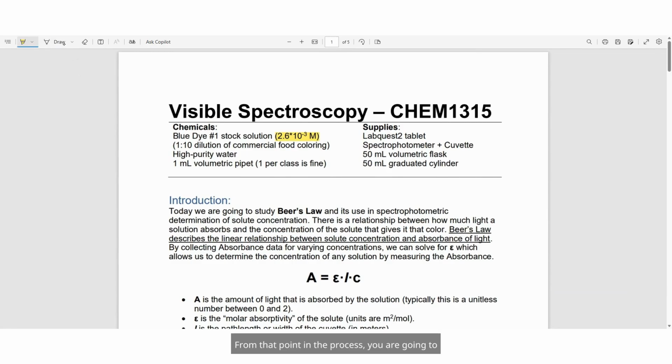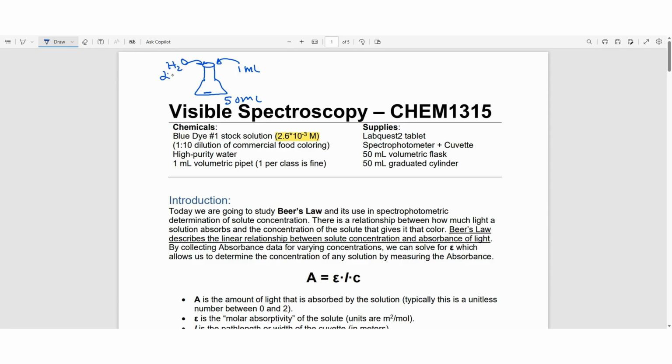From that point in the process, you are going to carefully prepare a specific chemical solution. Since you have been provided with a 50 milliliter volumetric flask, you will first add to that flask exactly 1 milliliter of the concentrated dye assigned to you in the laboratory today. After that, you must fill the rest of the container with pure distilled water until you reach the graduation mark, the 50 milliliter mark.